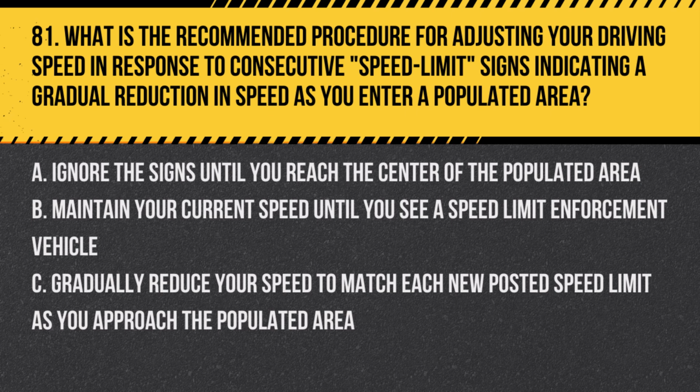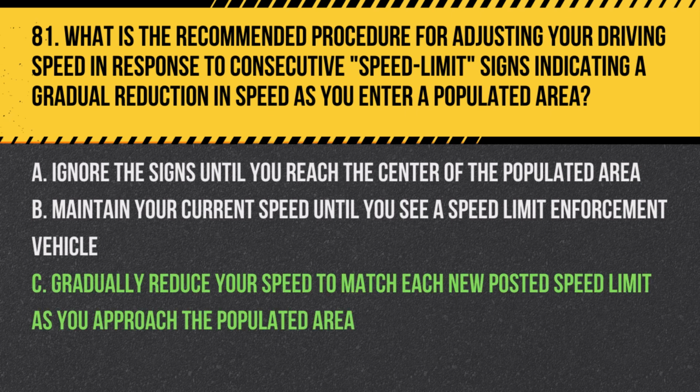Question 81. What is the recommended procedure for adjusting your driving speed in response to consecutive speed limit signs, indicating a gradual reduction in speed as you enter a populated area? A. Ignore the signs until you reach the center of the populated area. B. Maintain your current speed until you see a speed limit enforcement vehicle. C. Gradually reduce your speed to match each new posted speed limit as you approach the populated area.